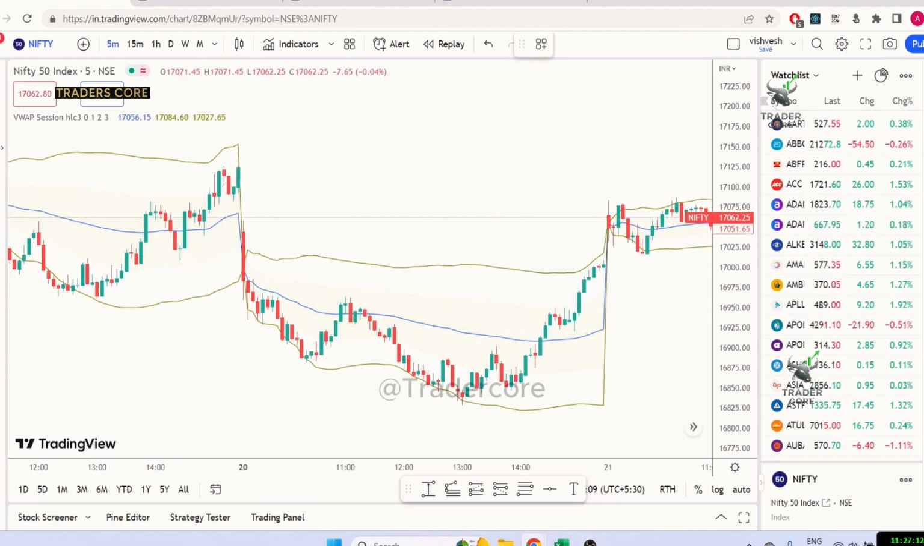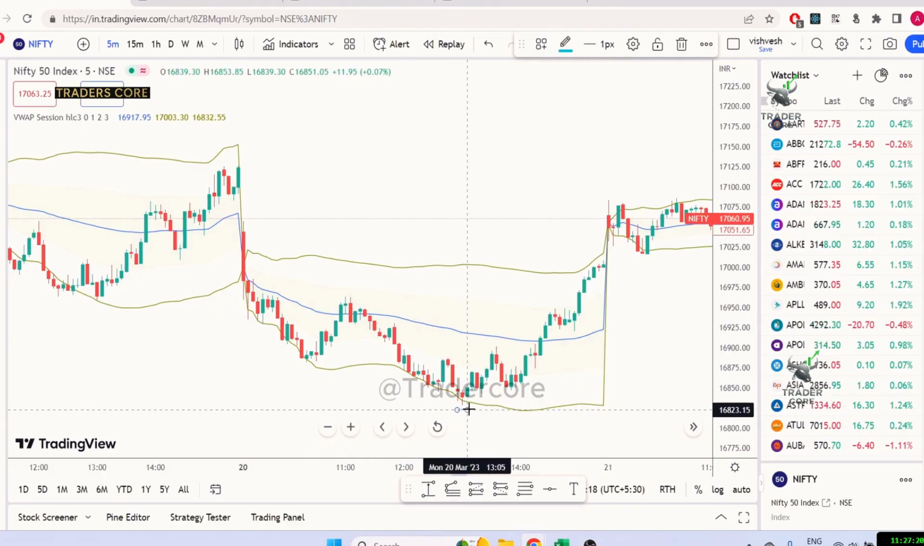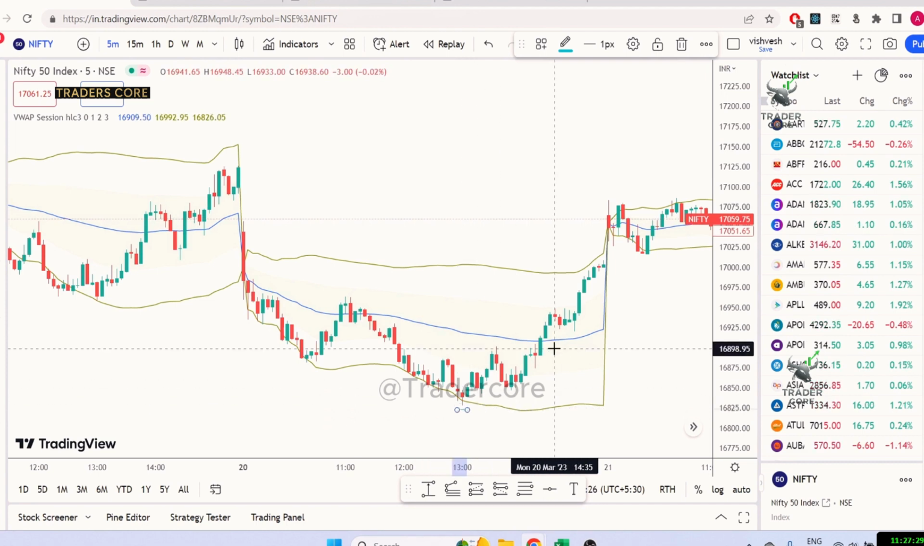If you see here, I'm showing you Nifty first. This is on 20th March. On this day, you can see that the Nifty had gone down pretty much, right? And generally, we have seen if any stock moves a lot in a single direction, there is a tendency to come back to its mean. That means to reverse. But how do we find out when to take that reversal trade? For that, I am using this VWAP.